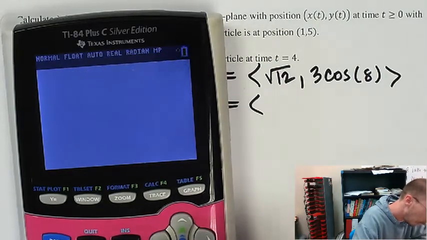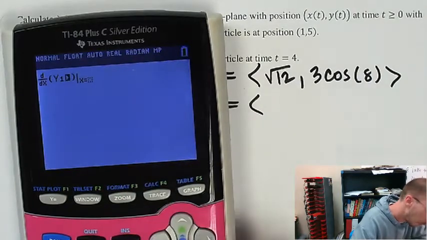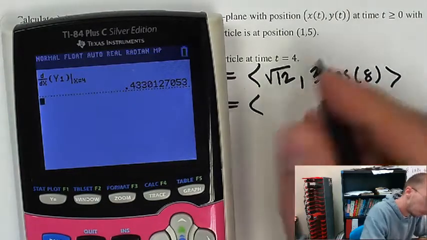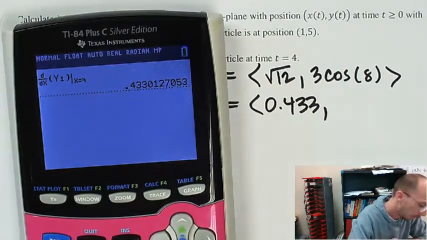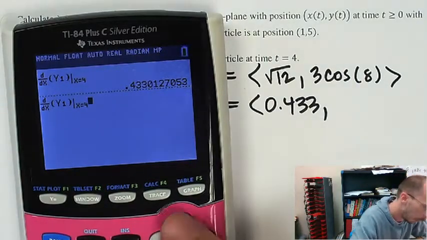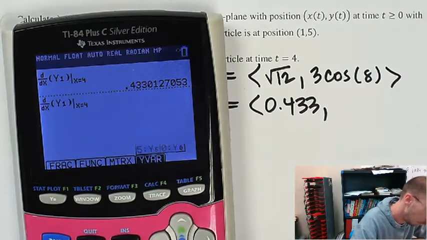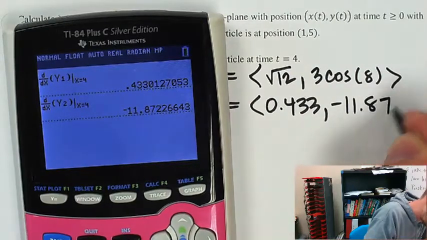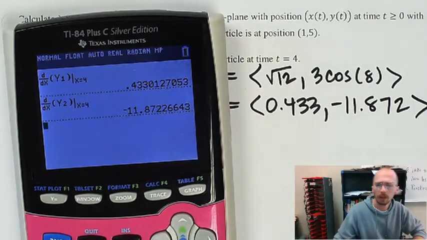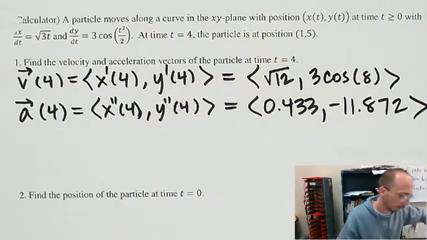So I want Math 8 on y1 at the point where t equals 4. That's going to be 0.433. And then the y coordinate, I'm going to press second enter so that it brings up the same thing, and then I'm just going to change this to y2. And that would be negative 11.872. Okay, we can do that. That's the end of that part.